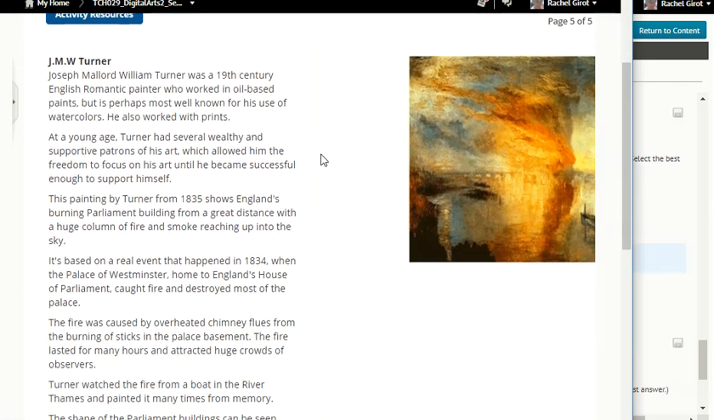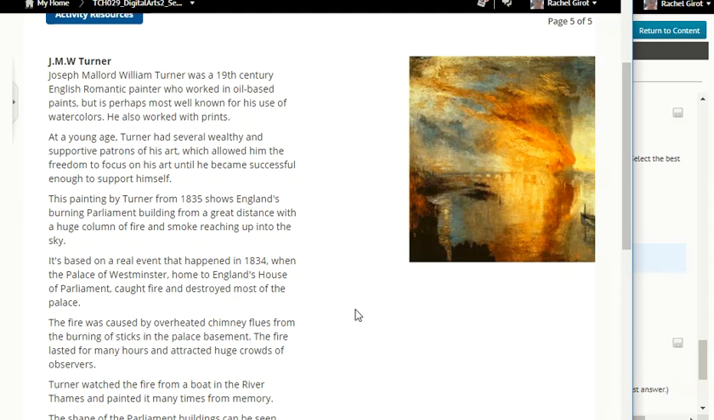Lovely. J.M.W. Turner. Joseph Mallord William Turner was a 19th century English romantic painter who worked in oil-based paints, but is perhaps most well known for his use of watercolors. He also worked with Prince. Not Prince the musician, though. At a young age, Turner had several wealthy and supportive patrons of his art, which allowed him the freedom to focus on his art until he became successful enough to support himself.